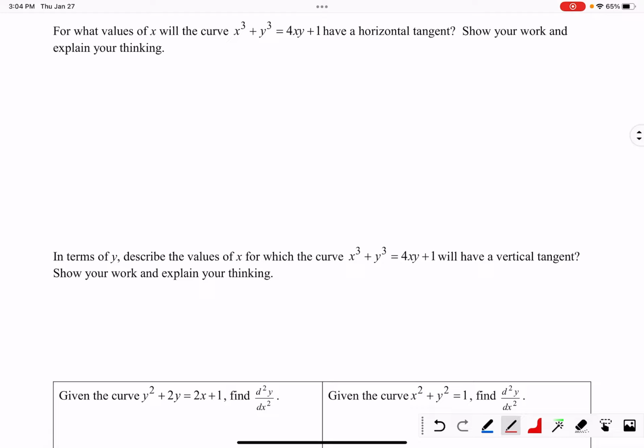So I'm going to skip over that part because this is more of an application of the derivatives versus learning how to do implicit differentiation. I want to show you the concepts a little bit better than I did in class today. So let's just read the question. For what values of x will the curve have a horizontal tangent line? Show your work and explain your thinking.